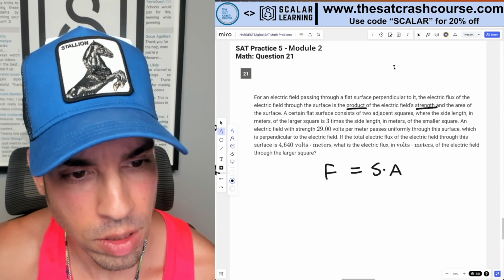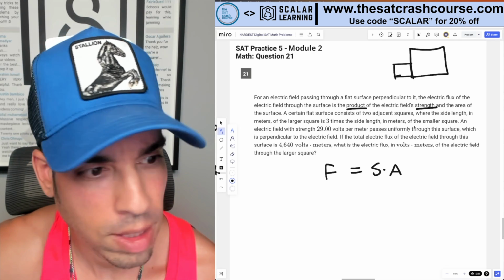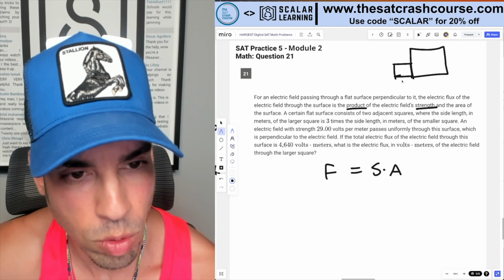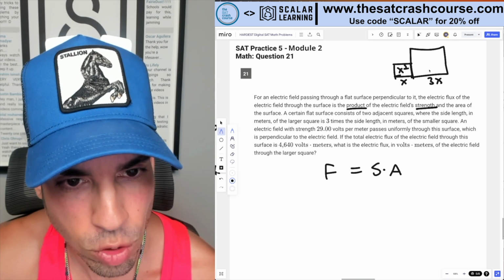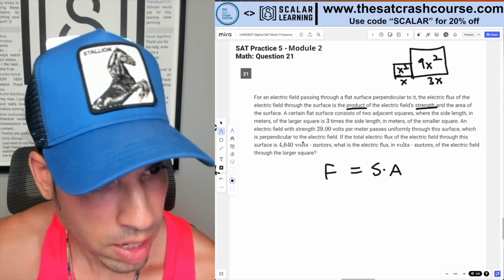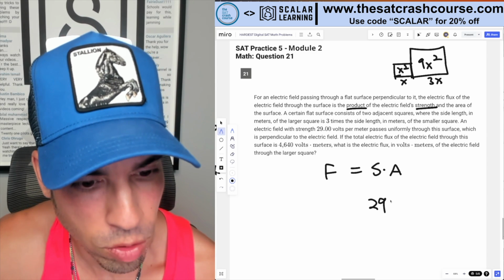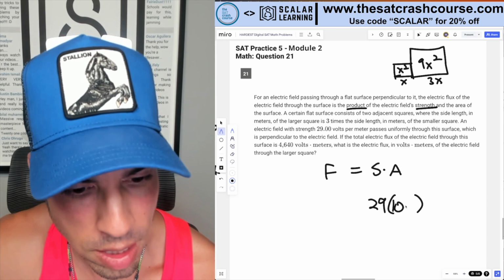A certain flat surface consists of two adjacent squares where the side length in meters of the larger square is 3 times the side length in meters of the smaller square. So this would be x and this would be 3x. That means this area would be x squared because it's a square. This would be 3x squared, which is 9x squared. An electric field with strength 29 passes uniformly through this surface, which would be 9x squared plus x squared, which is 10x squared.